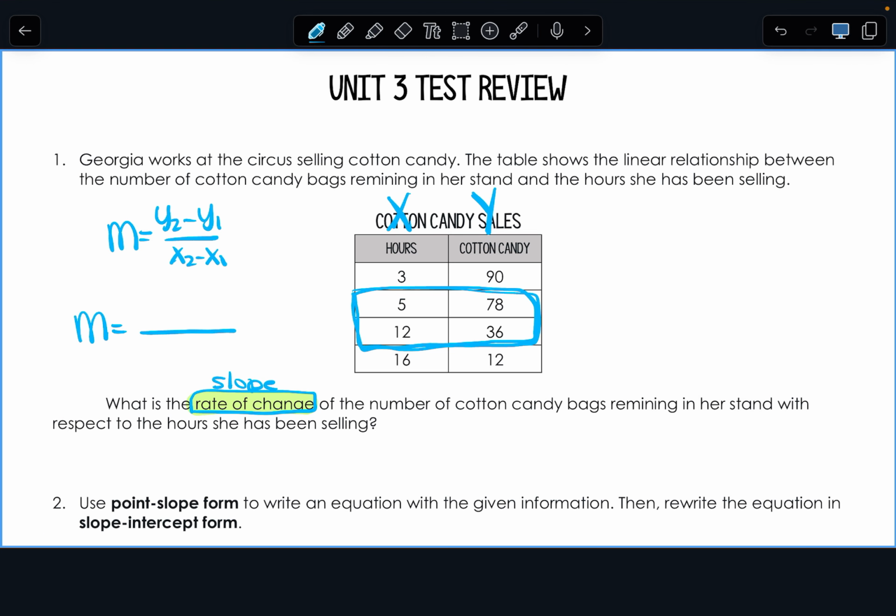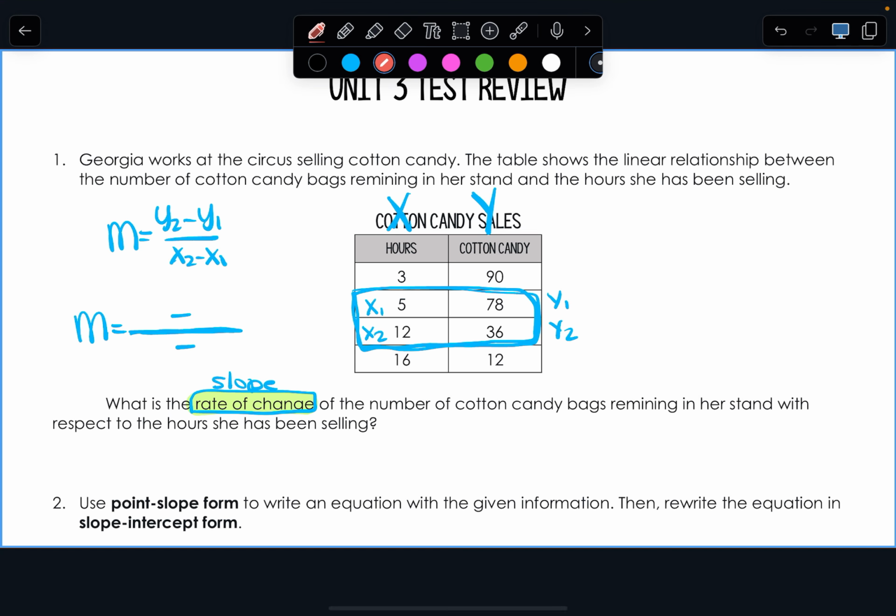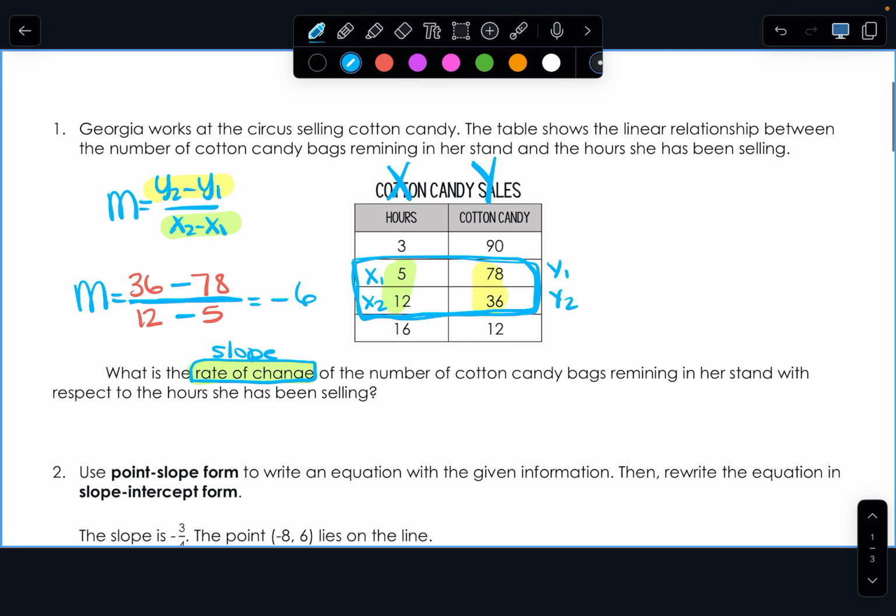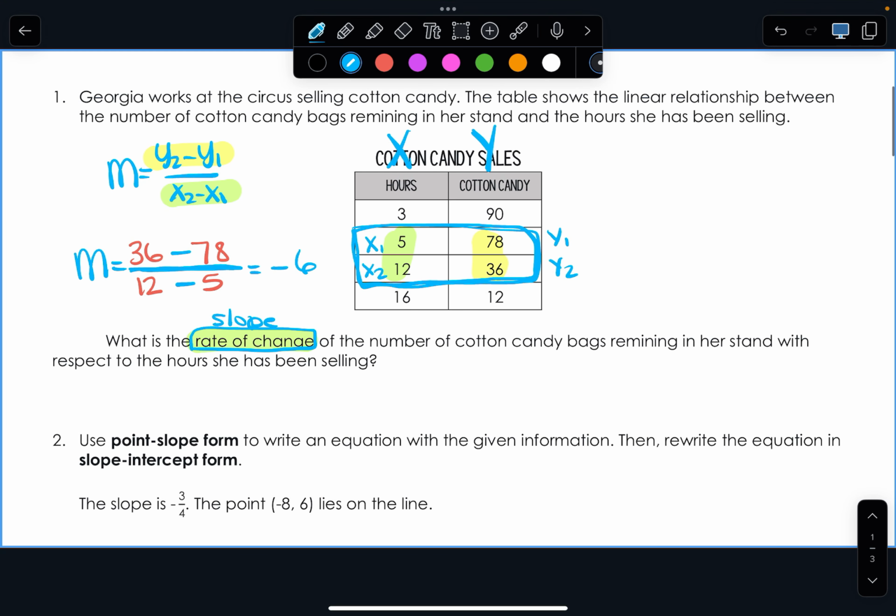Remember, it does not matter which 2 points you use. What matters the most is that you plug the numbers in the correct order. So the top side we are plugging in Y2 minus Y1. What order do we plug those numbers in? 36 minus 78. And at the bottom, X2 minus X1: 12 minus 5. Negative 6 is what you're supposed to get when you type that in.